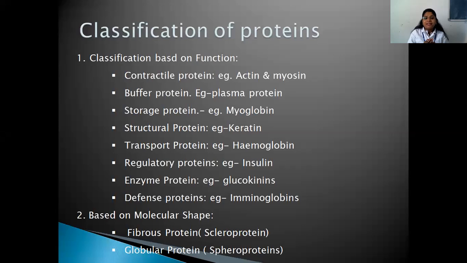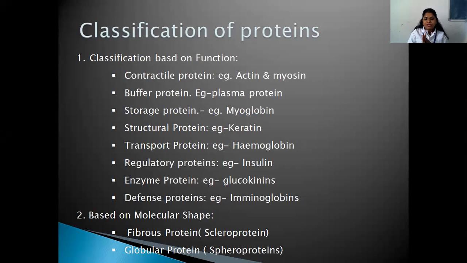Then next is the enzyme proteins. Whatever enzymes there are, as we just discussed in the roles, all enzymes are proteins in nature. Not only glucokinase, we can consider hexokinase, we can consider phosphofructokinase. All the types of enzymes are proteinous in nature.